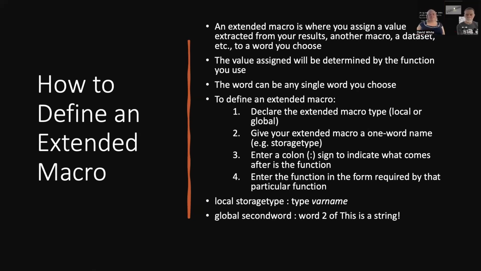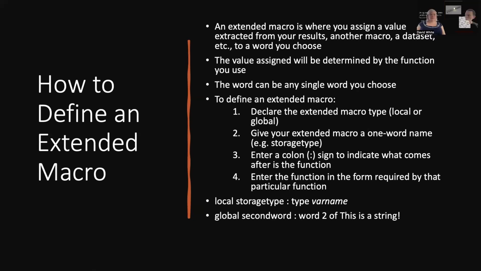Right. My second example is a global this time, but it's the same steps: global. I'm calling the macro secondword because I'm extracting the second word. I'm giving my colon, and then I'm giving the format for the macro function. So in this case, I'm saying word 2 of "this is a string." And so I'm saying, please put in my macro secondword the second word of the string. "This is a string." So the word "is" would end up in that.